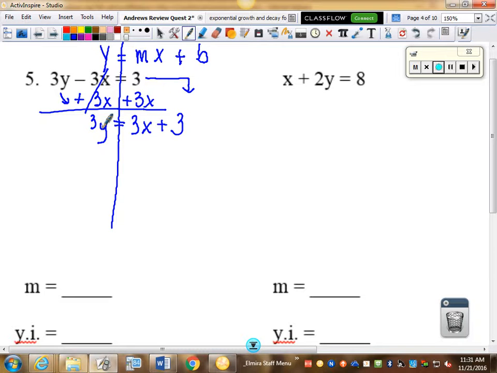Then I want just y equals, and so far I still have 3y, so I'm going to divide everything by 3 and get y equals. Now, I'm reducing that fraction. I could have just divided it out to be a 1. I could have left the 1 out. But when I go to graph, I know that I need a fraction with numbers, so I'm leaving it in there. And then this 3 divided by this 3, I am going to divide out to be a whole number.